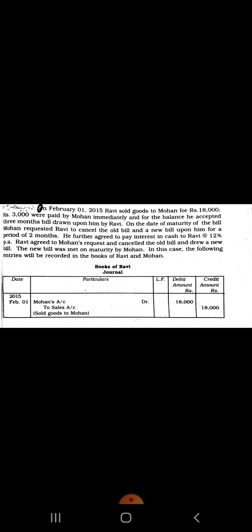In this case, the following entries will be recorded in the books of Ravi and Mohan. First, journal entries in the books of Ravi. First entry for the sale of goods: Mohan account debtor to sales account 18,000. Amount of goods sold 18,000.